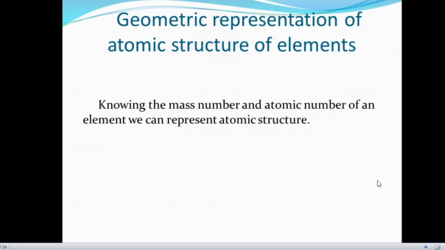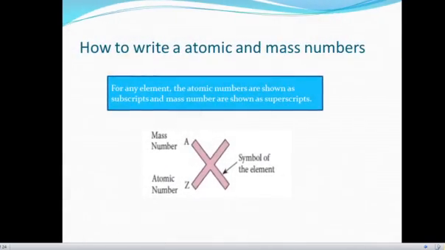So far we are discussing the lesson atomic structure, that is unit 11. Today we are going to discuss the geometric representation of the atomic structure of an element. If you know the mass number and atomic number of an element, we can represent the atomic structure. Already you know how to write the mass number and atomic number.